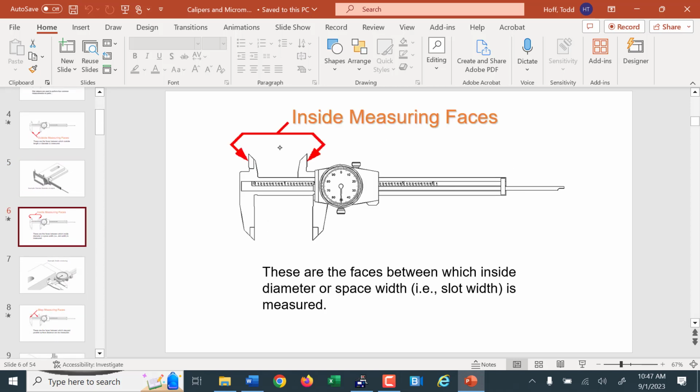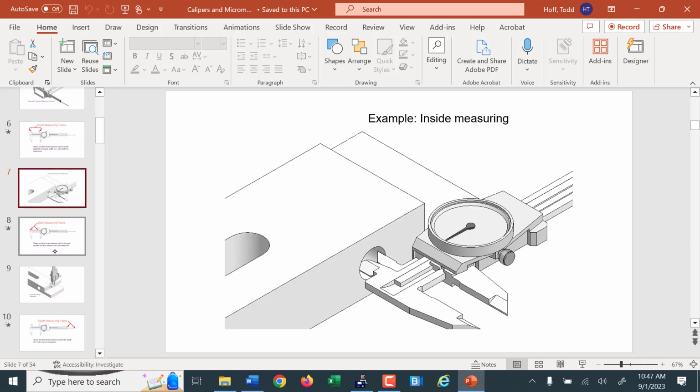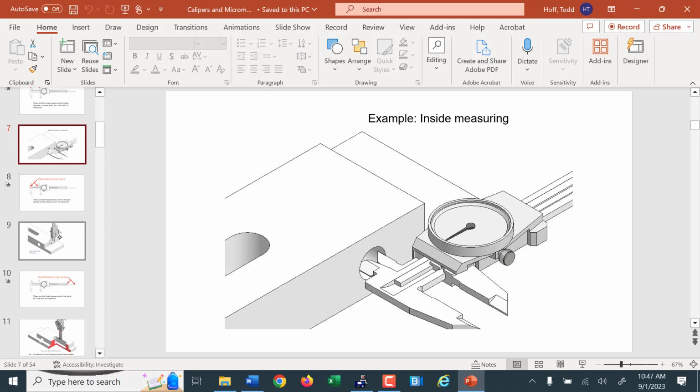But there's also the secondary jaws on the back. Anybody ever use those? Yep. It's for measuring inside. When this is closed, those jaws line up, so you can use it to measure the inside of a hole like that. Those are the two that most people are familiar with.